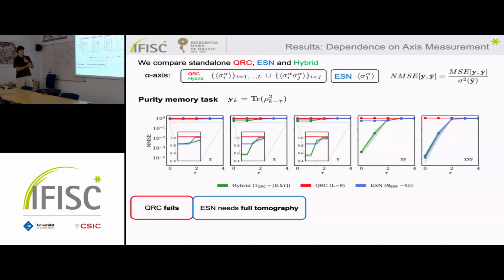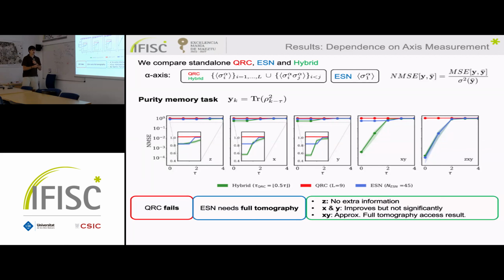And the standard echo state network only performs correctly if all the tomography is injected into the classical network directly. But for the hybrid part, we have a more complex behavior. For instance, in the Z, which is considering only the Z observables, we don't have any improvement, as expected, because it doesn't give any additional information. But with X and Y, there is a small improvement, but not significantly.